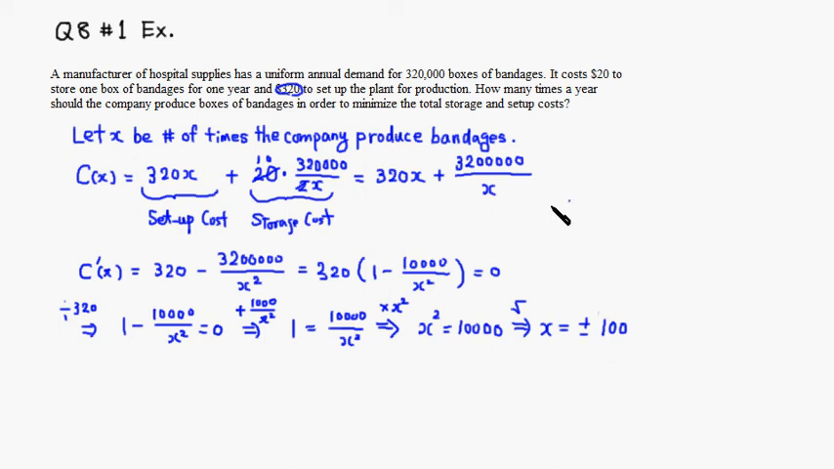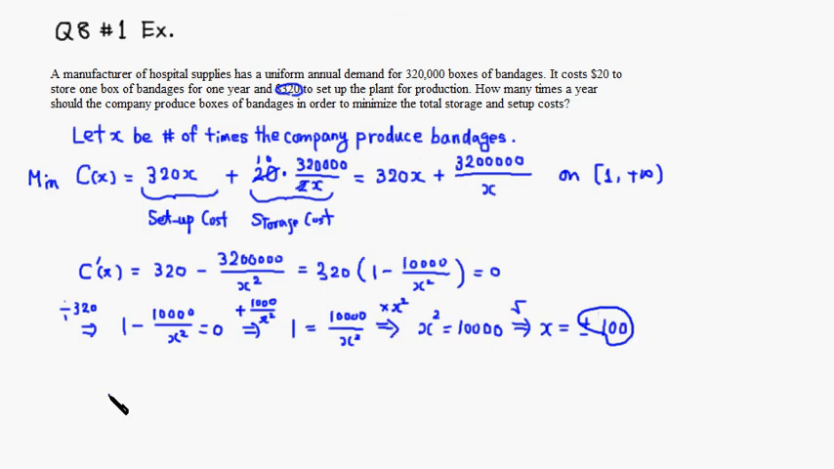So those are the critical numbers. But since we're talking about the number of times the company produces bandages, it's going to be at least one. So we want to minimize this cost function on the interval starting from 1 to infinity. We don't have to worry about negative 100 because we can't do a negative number of times. So positive 100 is the only critical number.